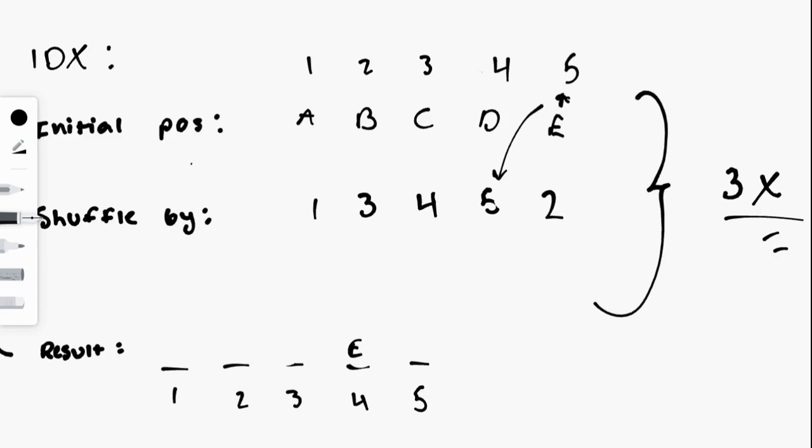Now for D, D is at index 4. And in shuffle by, 4 shows up at position 3. So D goes to 3. C is at index 3. And value 3 in shuffle by shows up at position 2. C goes there. For A, 1 and 1, so it just stays where it is at.